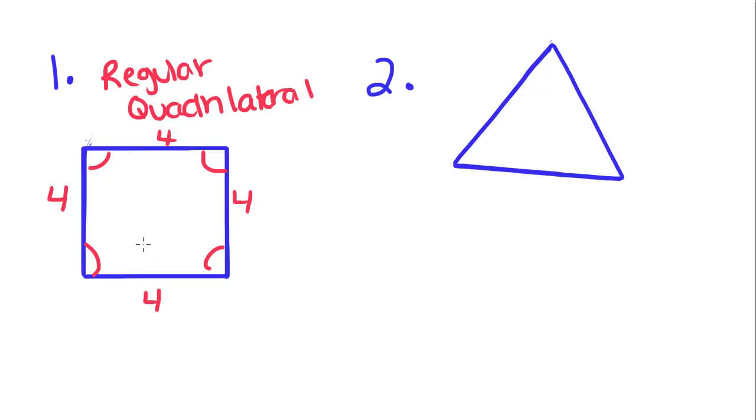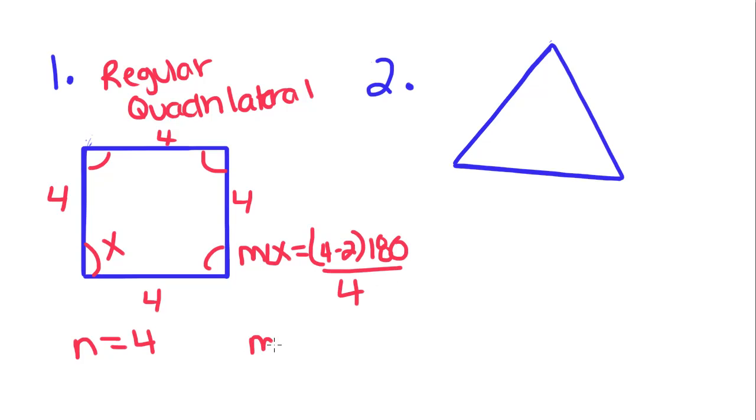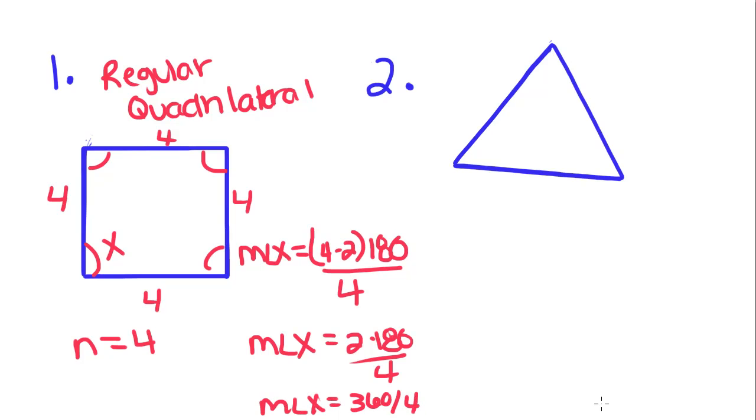So if we want to find the measure of this angle x right here, we're going to plug it into our formula. We have 4 sides, so that means n equals 4. So 4 minus 2 times 180 divided by 4 gives us 2 times 180 divided by 4, 360 divided by 4, which means that the measure of angle x is equal to 90 degrees.